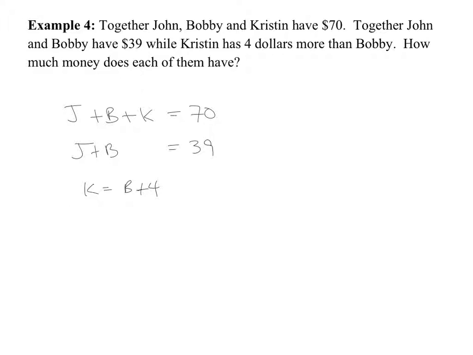I had to rewrite this last line. Reorder it as, let's see, we want k and b on the same side, so negative b plus k equals 4. And then I write my matrix as 1, 1, 1, 70, 1, 1, 0, 39, 0, negative 1, 1, 4. Make that look nicer.